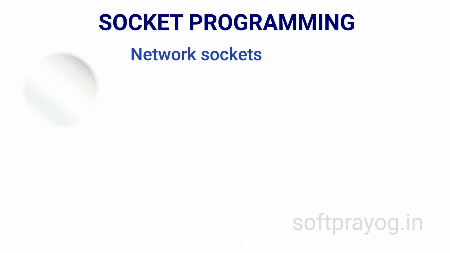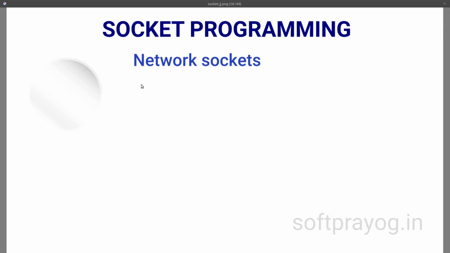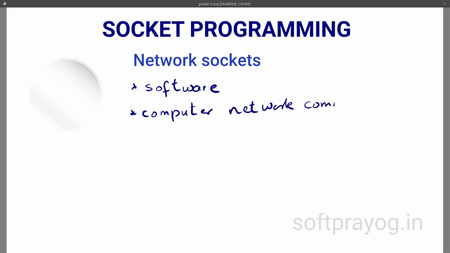Now we come to network sockets. Network sockets are conceptually similar but really very different from electric sockets. Just like an electric socket provides an endpoint for electric supply network, a network socket is an endpoint of a computer network, and this is where the similarity ends. Whereas electric sockets are pure hardware, network sockets are pure software. Electric sockets are used by humans, network sockets are used by processes for communication.